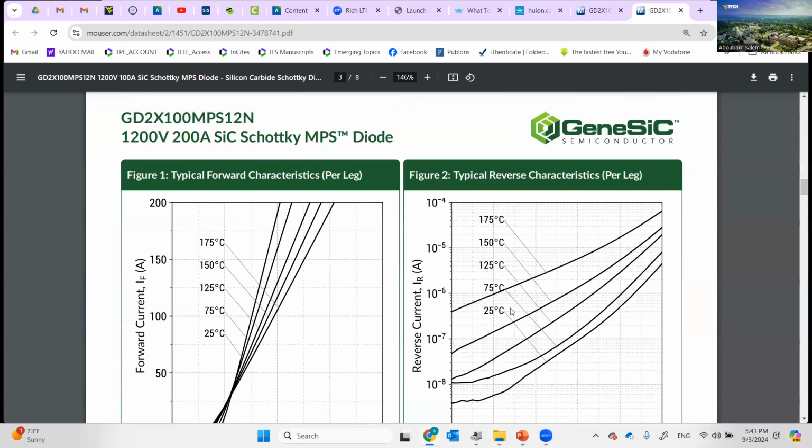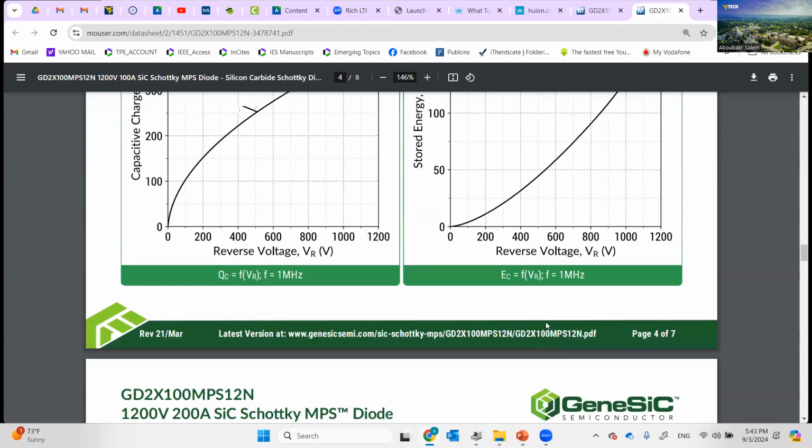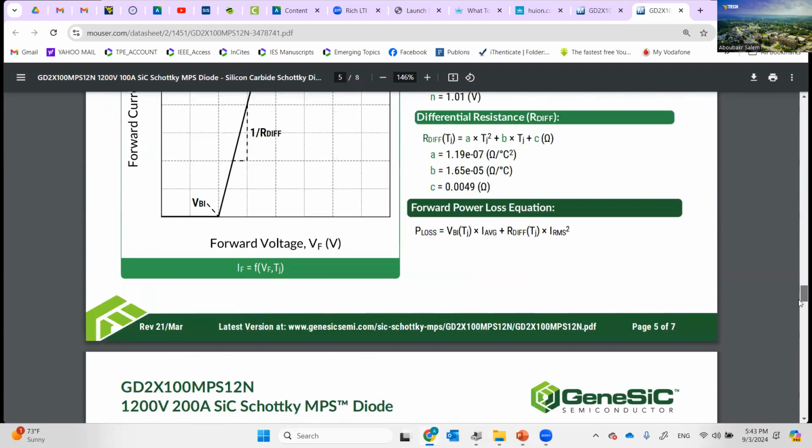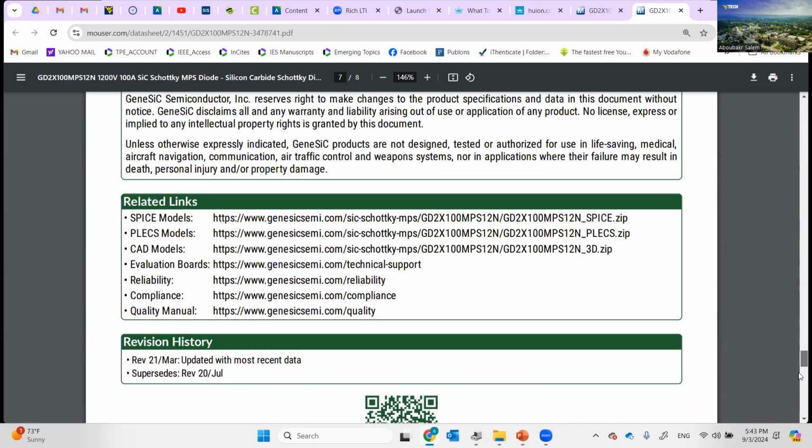We still have a lot of things in the data sheet regarding the characteristics and the mechanical characteristics also, but we can discuss this in another class.